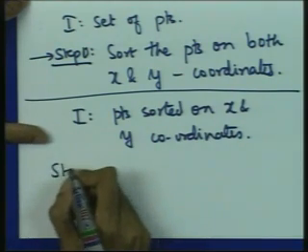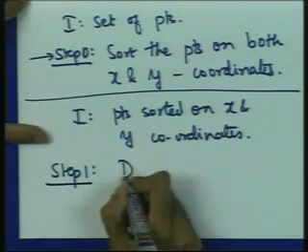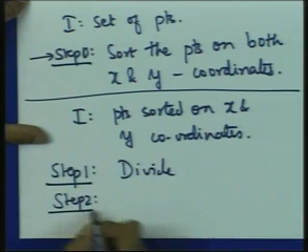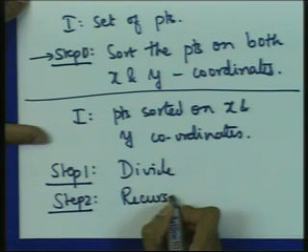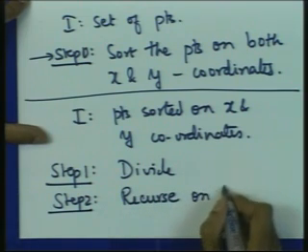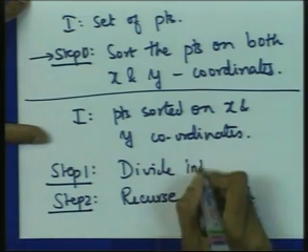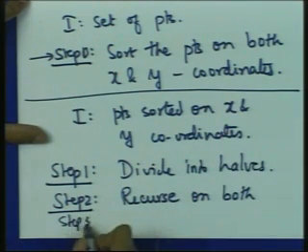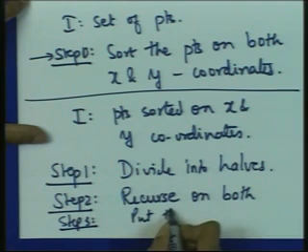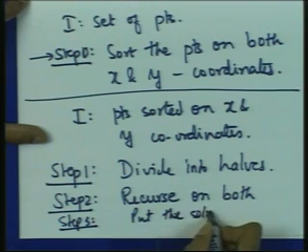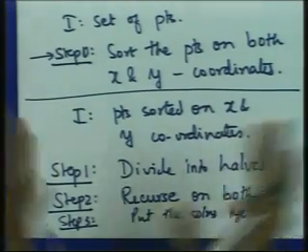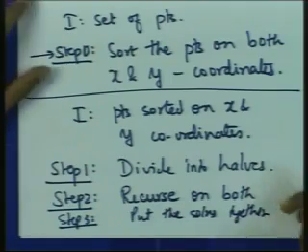Okay, step 1 here is divide. Step 2, recurse on both. So divide into halves. Okay, and step 3, put them back. Look at these two solutions, and now look at these points and find the minimum and then return. So broadly, these are the 3 steps. So let's expand on all these steps.